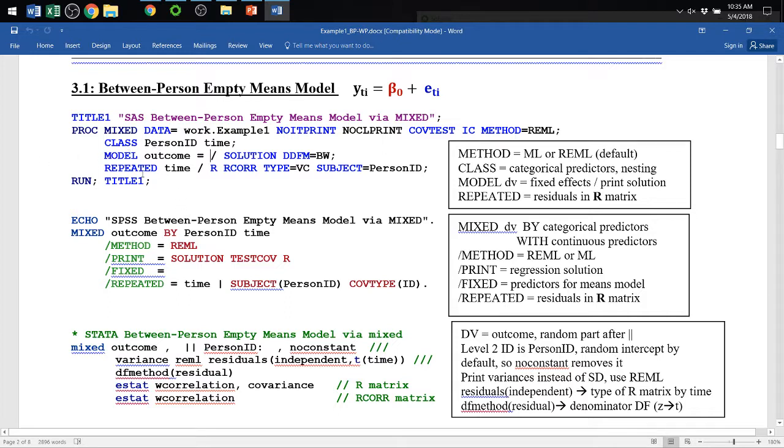All right. So the repeated line here is used to identify the fact that we have 2 occasions within the same person. However, this cov type VC, this cov type ID, and this word independent here all say the same thing. We are fitting a regression model. We are fitting a model where all of the E's have constant variance across persons and time with no covariance whatsoever. So this is an independent model. We know this is wrong, but it provides a comparison.